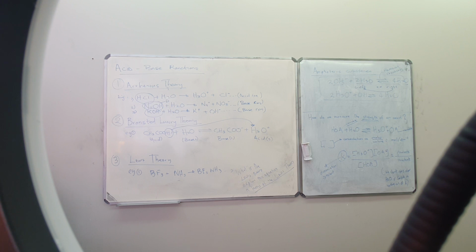For number 8, they say sodium hydroxide is a strong base, silicic acid is a weak acid, and perchloric acid is a strong acid in aqueous solution. What explanation can you give for this behavior? They need a theory, and you need to explain why. Why are acids strong? Why are acids weak? Why are bases strong? Why are bases weak? You need to know the differences, right?